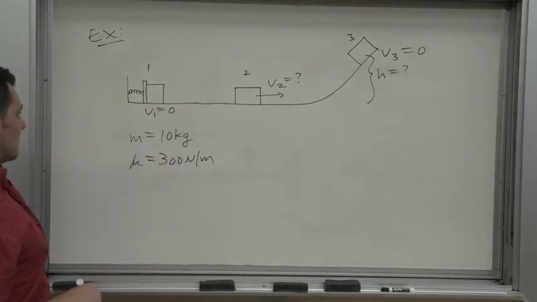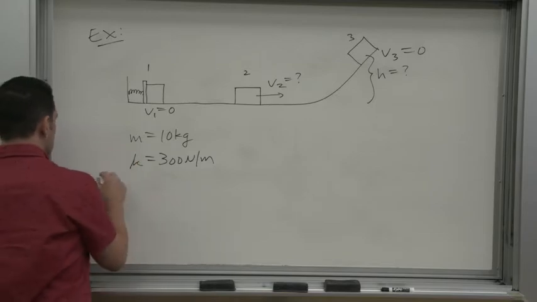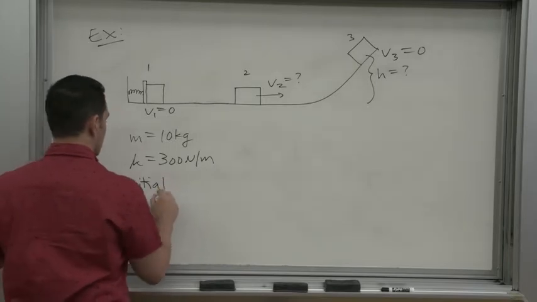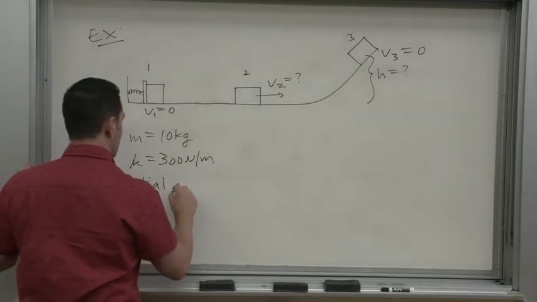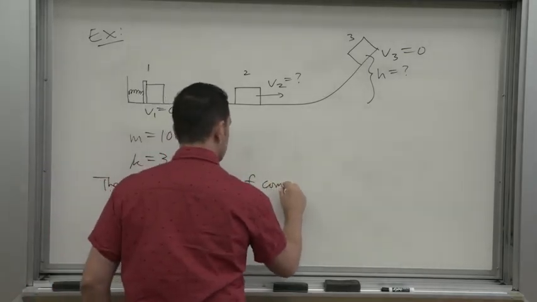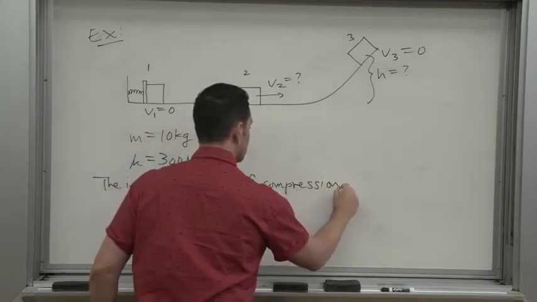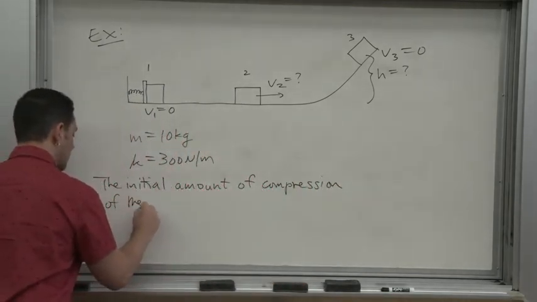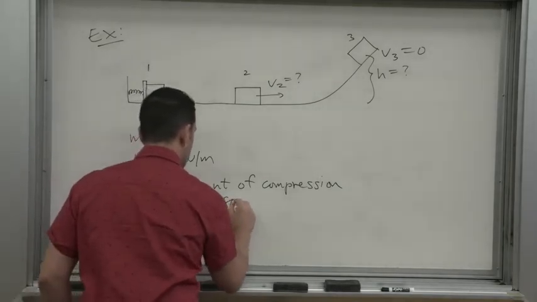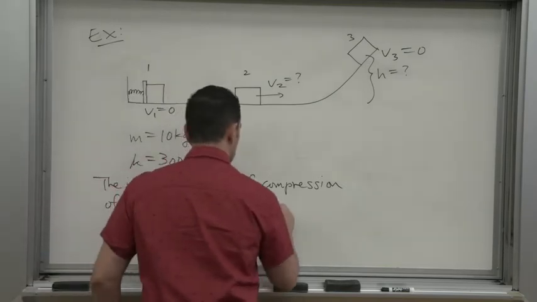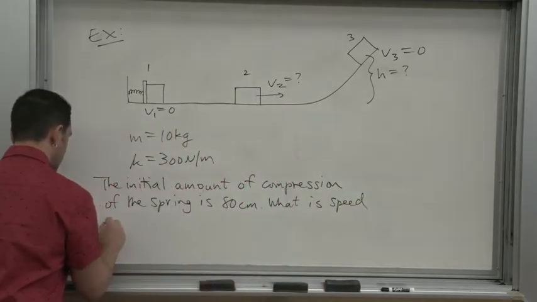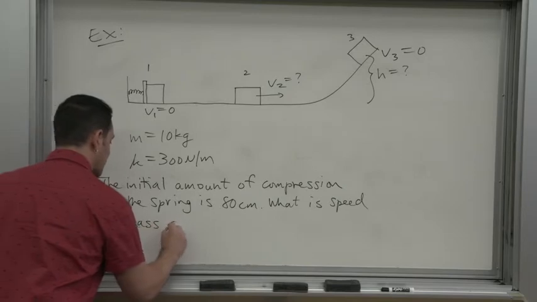Okay. So the initial amount of compression of the spring is, let's say, 80 centimeters. What is the speed of the mass after it leaves the spring?